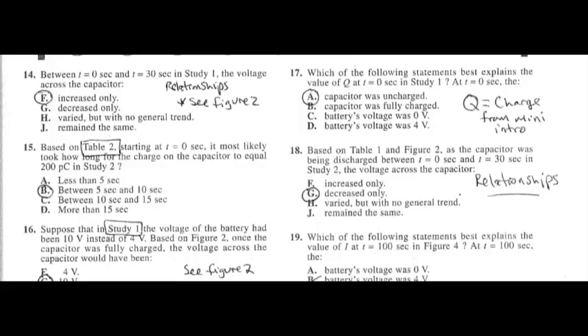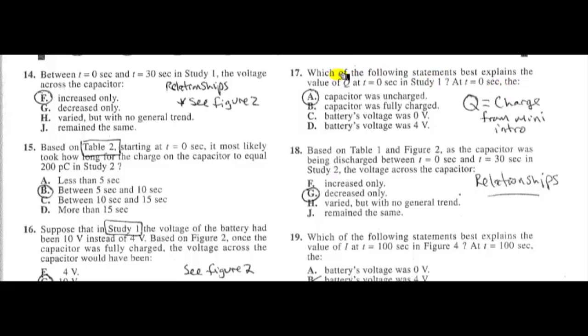Test 70A, Science, Practice Problem number 17. Number 17 says, which of the following statements best explains the value of Q at t equals 0 seconds in Study 1? Then it gives us some information. At t equals 0 seconds, what happens?